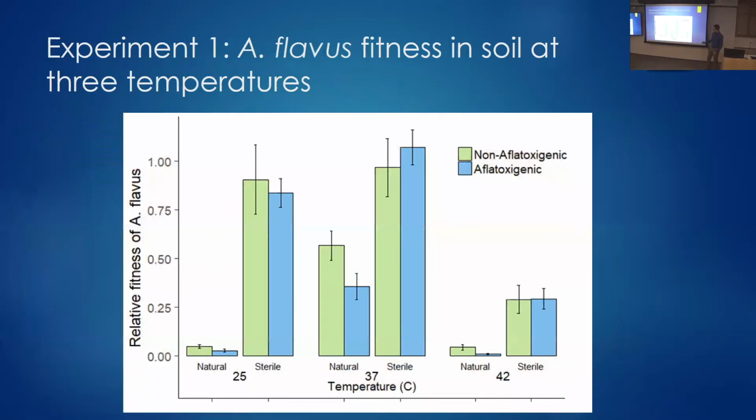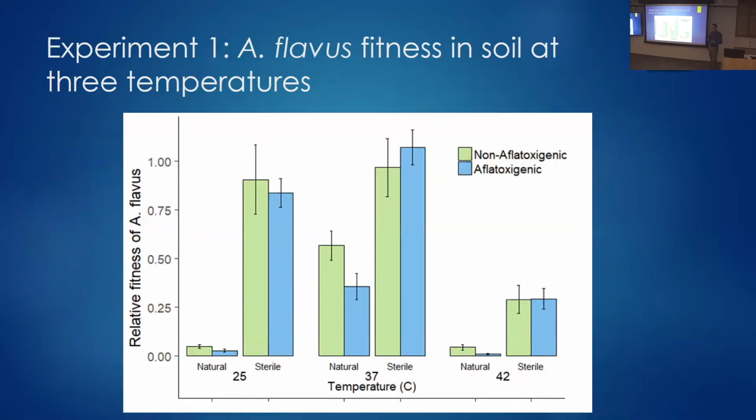So we did this initially. We looked at 3 different temperatures. So we had 25 natural and sterile, 37 natural and sterile, and 42 natural and sterile. And what you immediately notice is that the 42 is a stressful condition. Even under the sterile condition, the growth is way down. But at 37 and 25, the growth is more or less the same. These are not significantly different. These in sterile are significantly different.